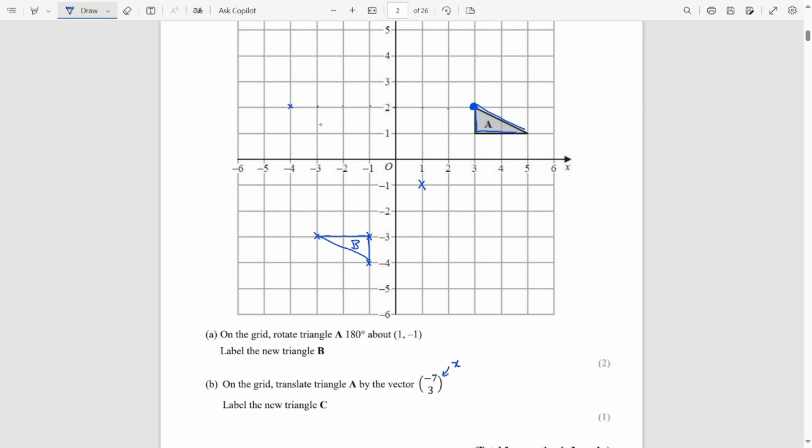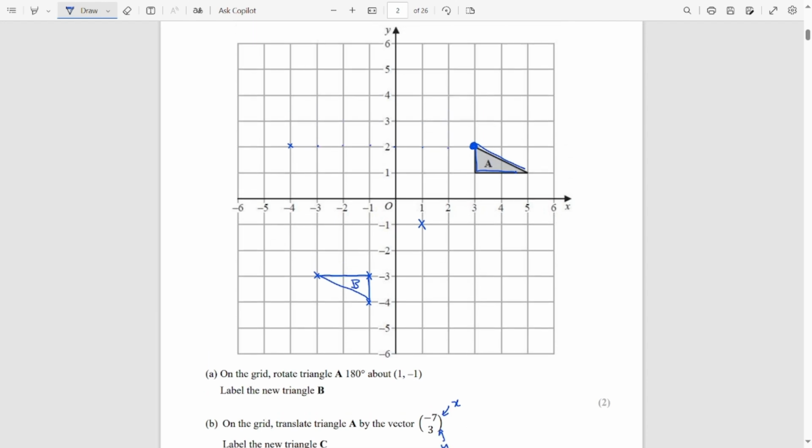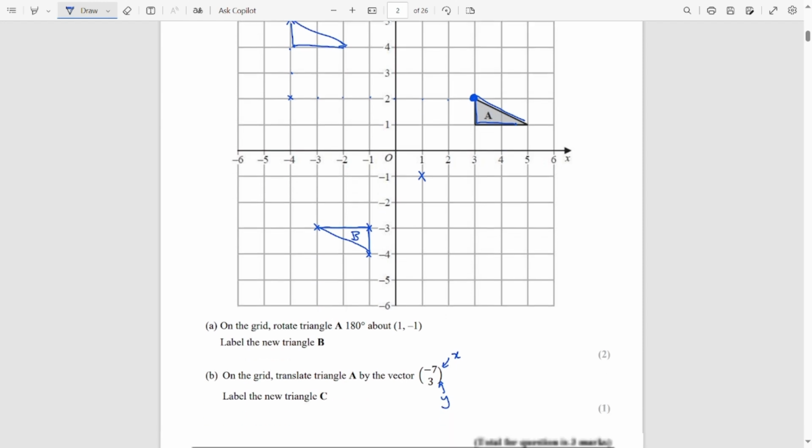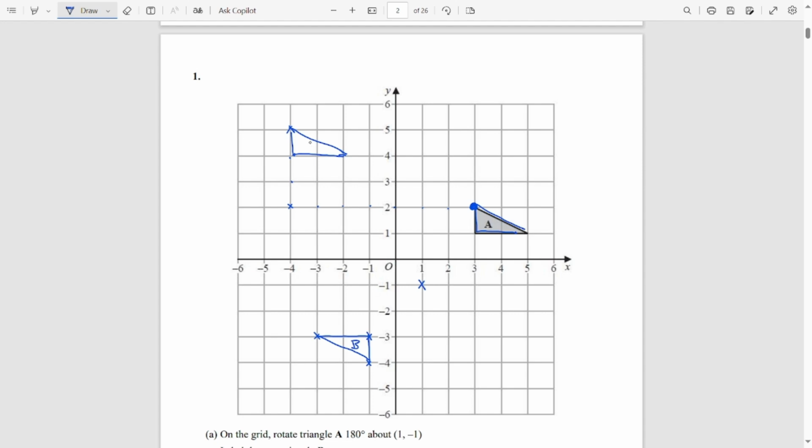So we're now here. And then I'm going to go up 3. This is in the y direction, and it is positive, so we move up. So this is 1, 2, 3, and so my new corner appears here. And then you can go ahead and draw the triangle exactly as it is down the bottom. Okay, now we need to label this triangle as well. I'm going to label this triangle here C, and we are done.